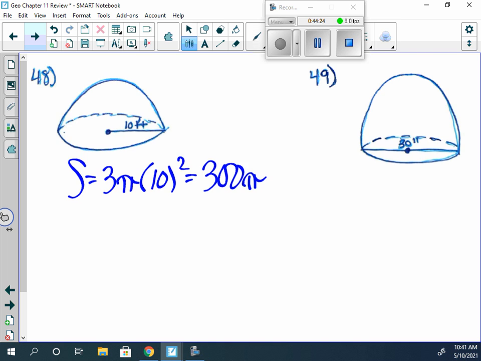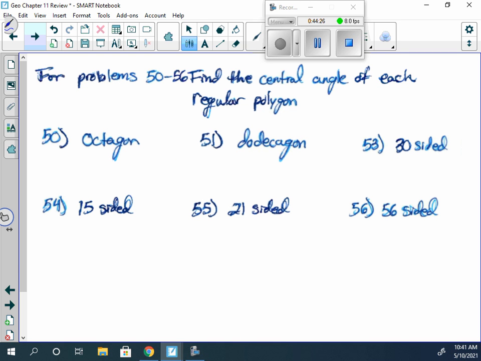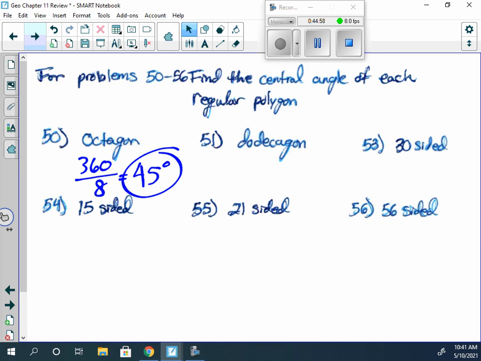Okay. We're almost done. Find the central angle of a regular polygon. So, guys, we're finishing this up here, so do not be backing away. When we want to find the central angle of a regular polygon, we take 360 degrees and divide it by the number of sides. So for an octagon, we would take 360 and divide it by 8. And that's all we would need to do for this here.